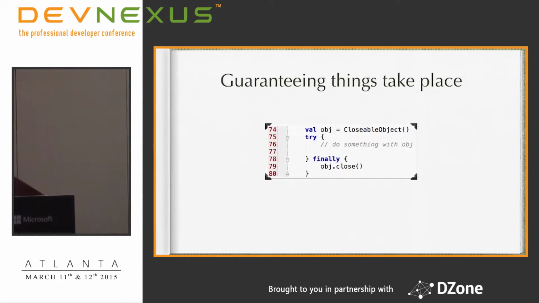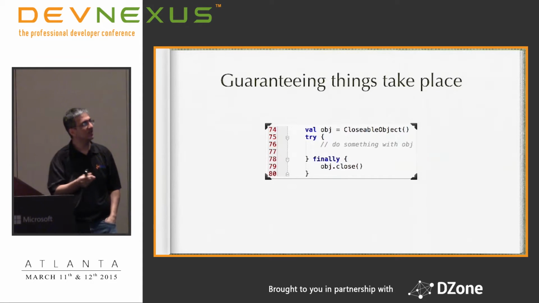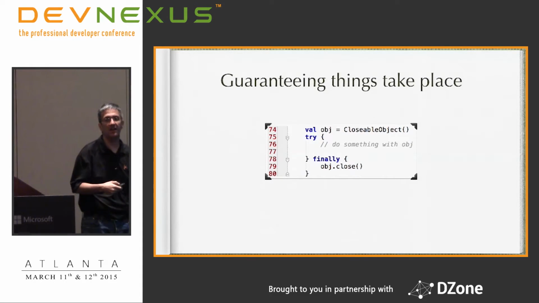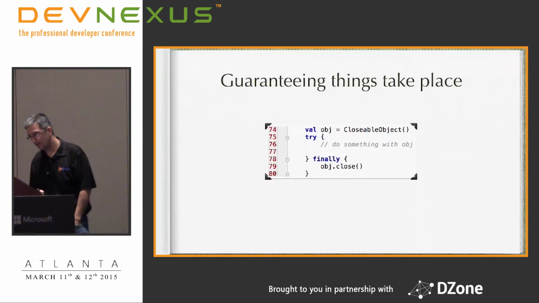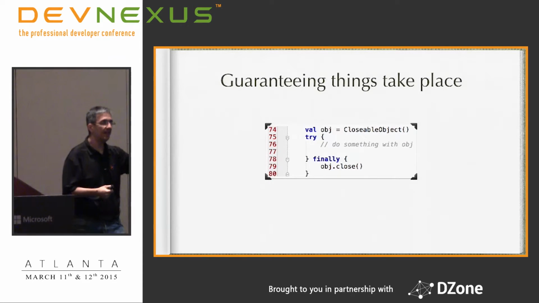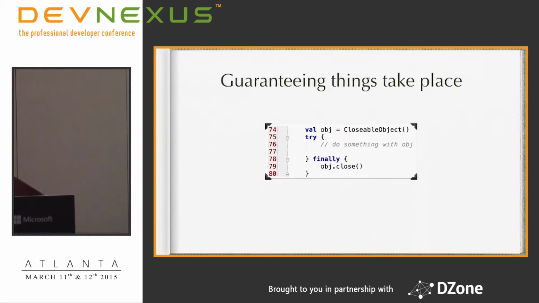If you're familiar with, for example, C#, which also has this, or Java, which has try with resources, try finally with resources. Here I have a closable object, so I create the closable object, I do something with it, and then I finally close that object. Okay? How do I guarantee that people close that object? How do I guarantee that someone is going to actually do object close?